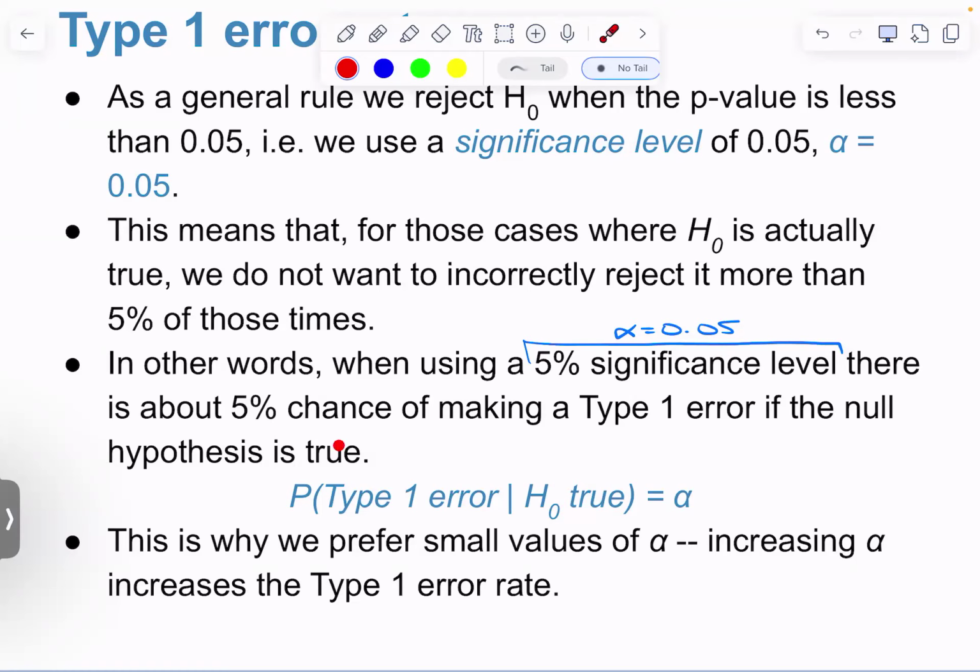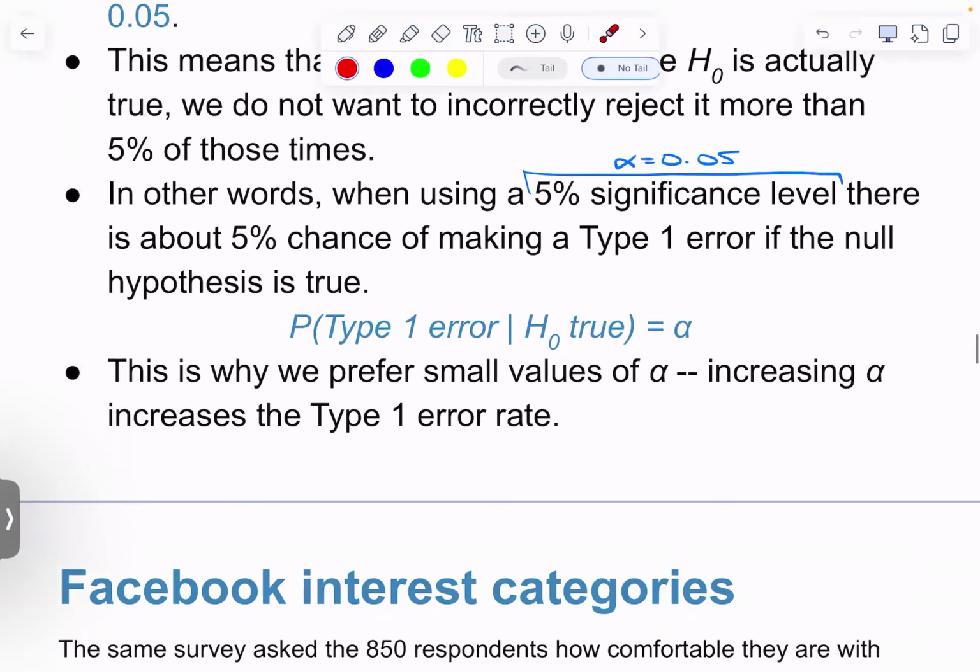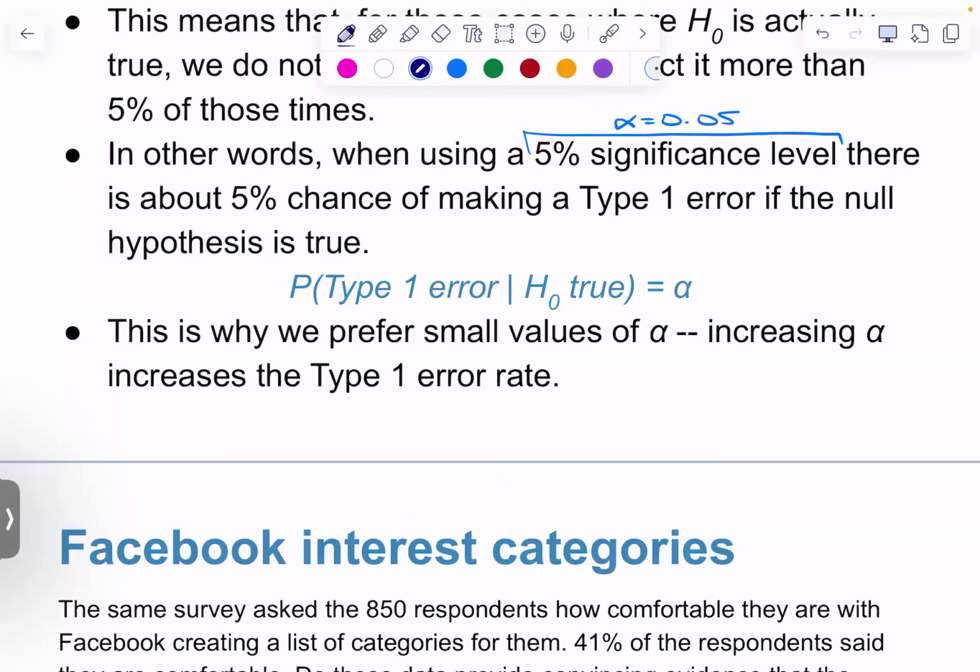And so there's about a 5% chance of making a type 1 error if the null hypothesis is true. This is a conditional probability, right? The probability of making a type 1 error, given that H naught is true, is the alpha level. Okay, here, I'll add a note. So we prefer small values of alpha. Increasing alpha increases the type 1 error rate.